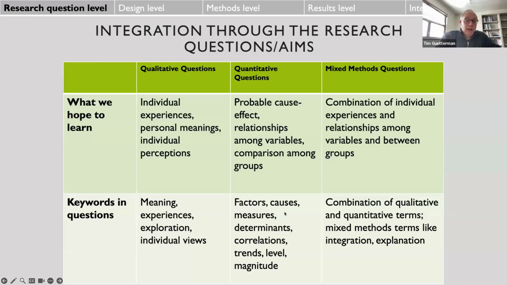Quantitatively, we see terms like factors, maybe cause, and all kinds of variations of that, like influence and impact, and so on. We might see words about measures or determinants or correlations, trends, and so on. Mixed methods research questions then have a combination of those terms, but then also mixed methods terms like integration or explanation of variation, for instance.